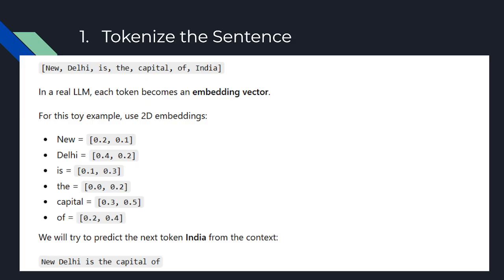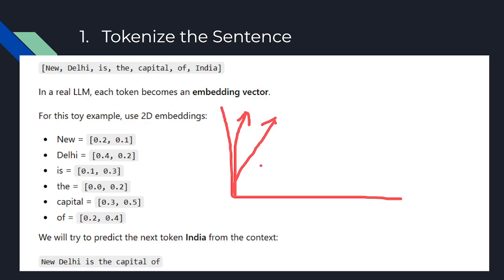Another important thing to note is that we are just taking a two-dimensional space and placing the words. Let's say new we are placing over here, Delhi over here, is somewhere over here, and so on and so forth. These words are represented by vectors from 0,0 to these points. These lines are the various words represented in the two-dimensional vector space.